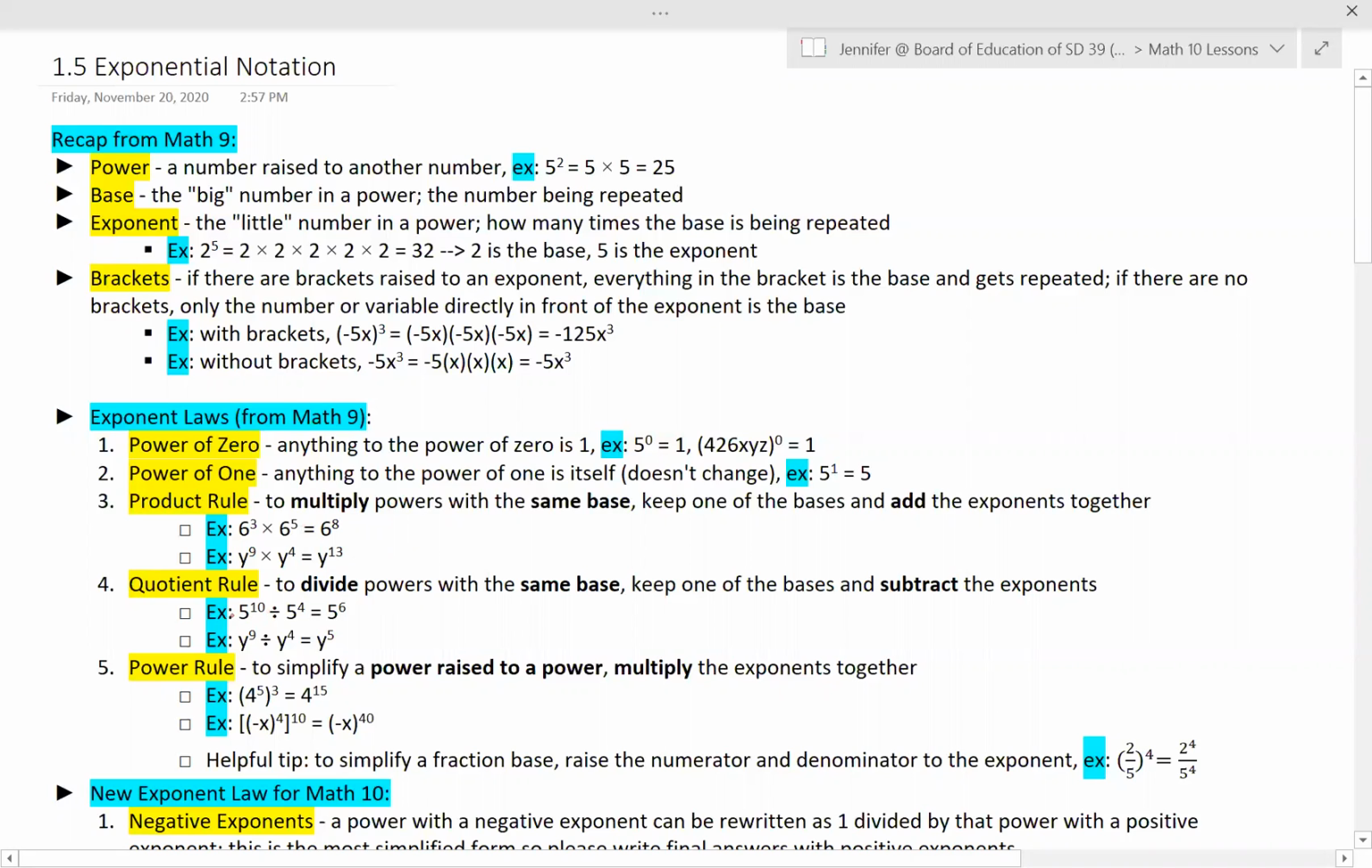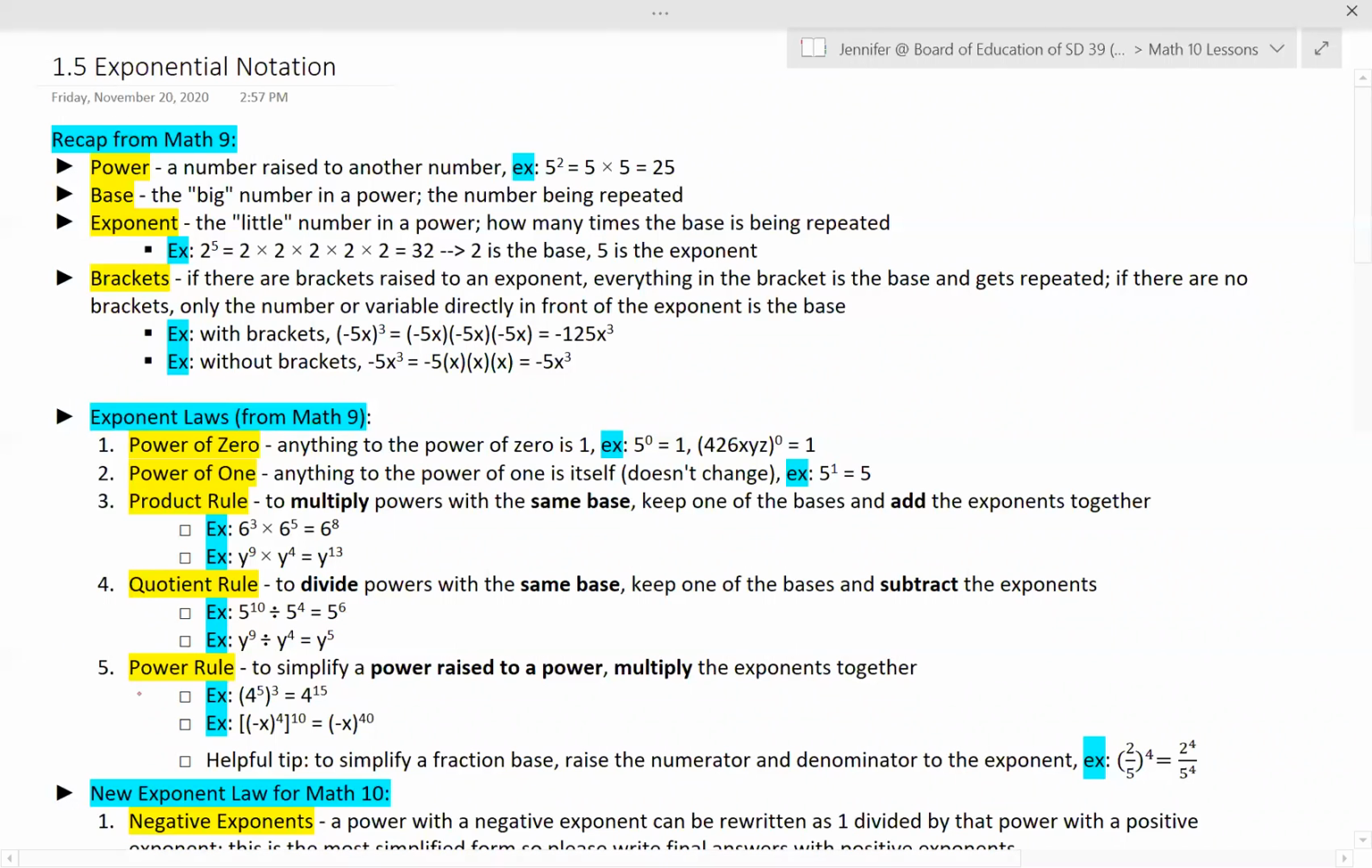The quotient rule or the division rule is very similar. If you have the same base and you're dividing these powers, then just subtract the exponents. So 5 to the 10 divided by 5 to the 4 becomes 5 to the 6. Again, make sure you're subtracting the exponents, not dividing the exponents.